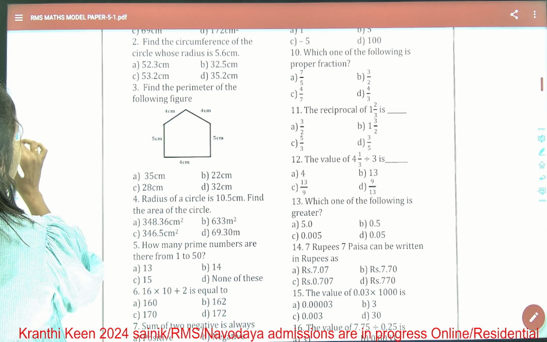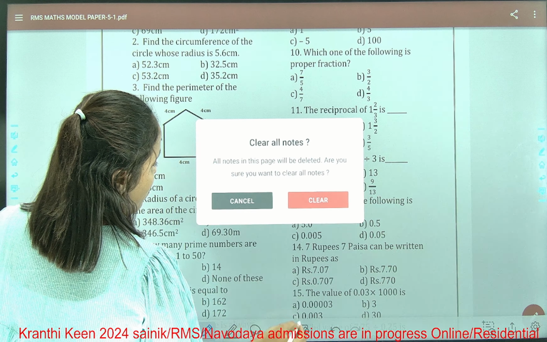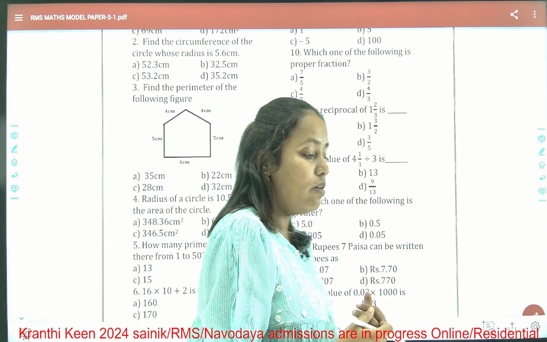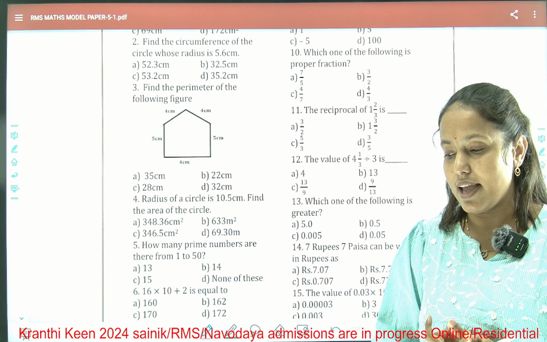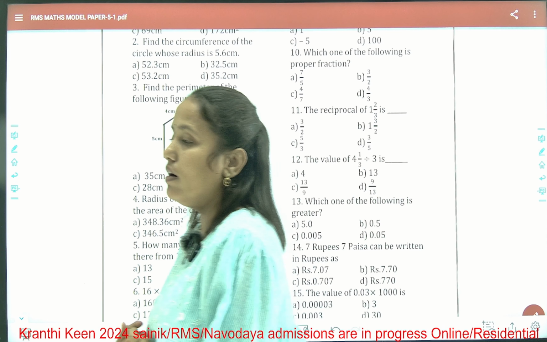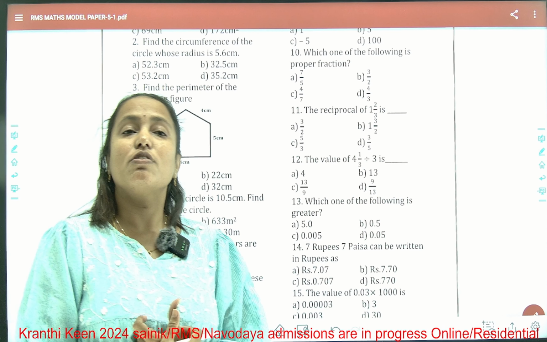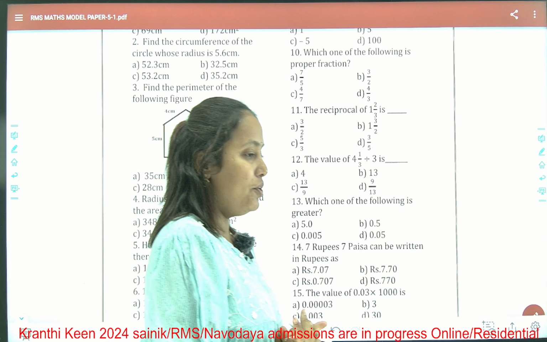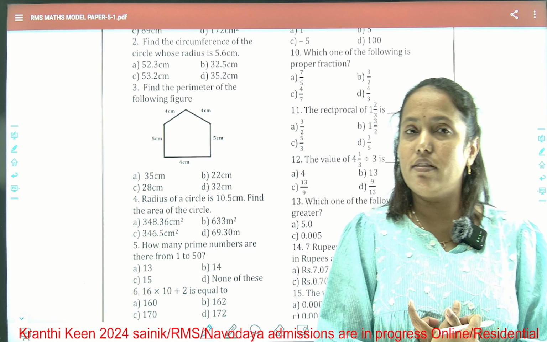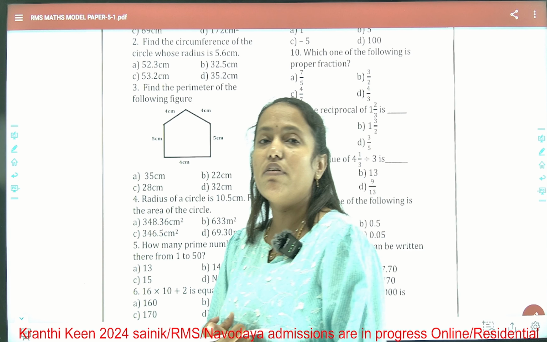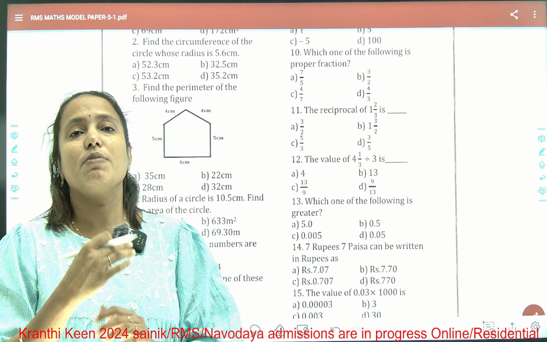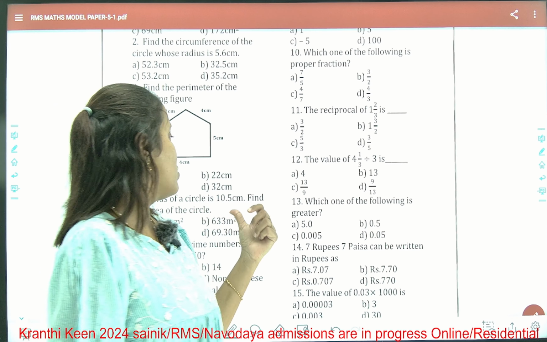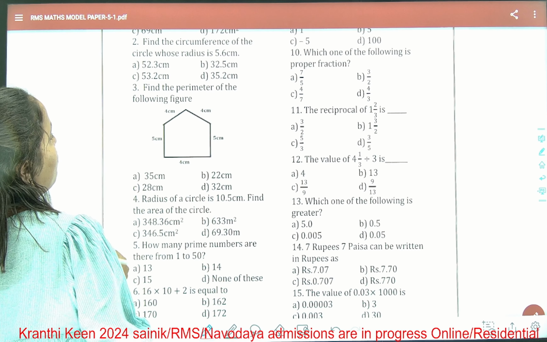Here is one more important sum. If you observe old RMS and Sainik papers, most of the questions concentrate on geometry. If you see the 2024 latest paper, or 23, 22, 21, most of the questions come from geometry, and they are giving somewhat difficult ones. The next question: find the perimeter of the following figure.